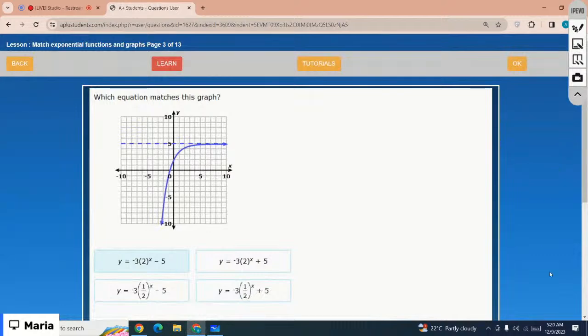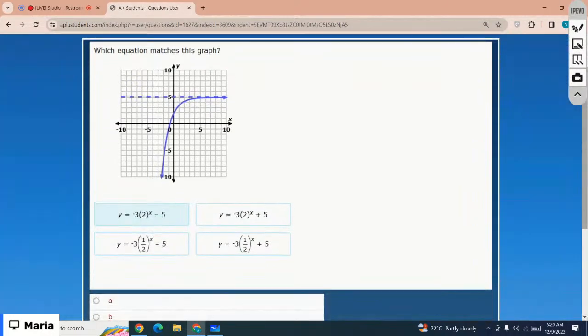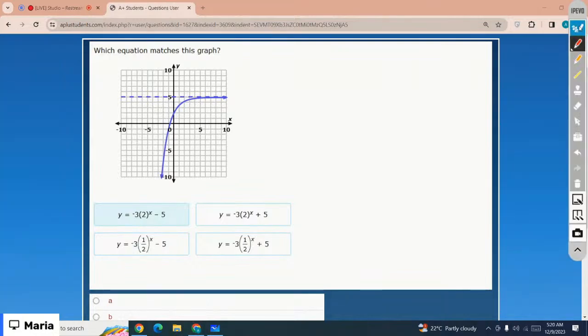Which equation matches the graph? You have an asymptote at 5, a positive value, right? That means these are the two options that could be correct. Also, they have the negative 3 value, so the graph is downward. So which is the correct option? Negative 3 times 2 exponent x, or 1 over 2 exponent x.